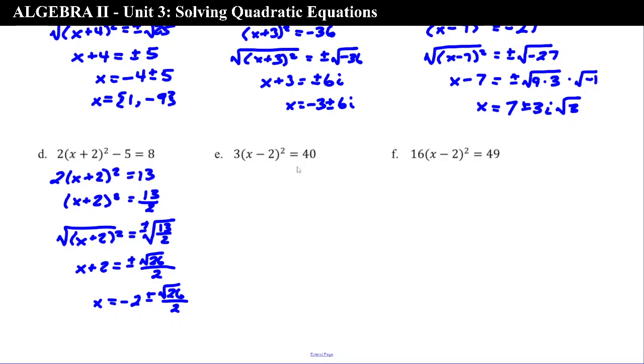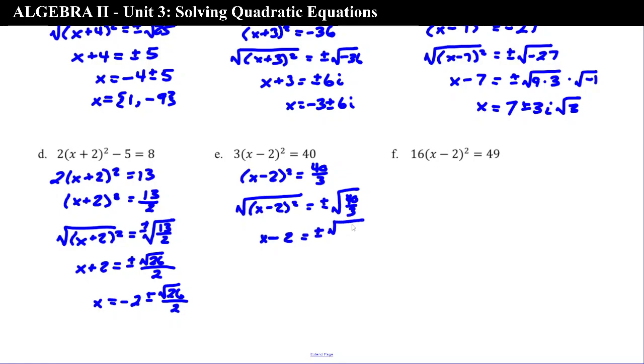All right, for E, we're going to divide each side by 3. So we've got x minus 2 squared equals 40 divided by 3. We're going to take the square root of each side. And again, we are going to rationalize the right-hand side. Go ahead and simplify the left. Rationalize the right. Square root of 3 times 40 gives you the square root of 120. Square root of 3 times the square root of 3 gives you 3. And then we can simplify what's under that square root.